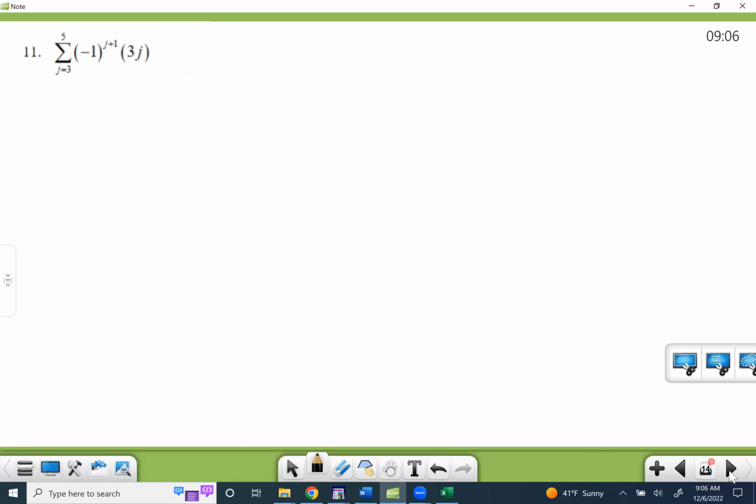Okay. Well, this is our first one where we're not starting at 1. I'm glad that they threw 1 in like this. So the very first thing we're going to do is substitute in a 3. So 3 plus 1 is the exponent, and 3 times 3. 4 plus 1 is the exponent, and 3 times 4.